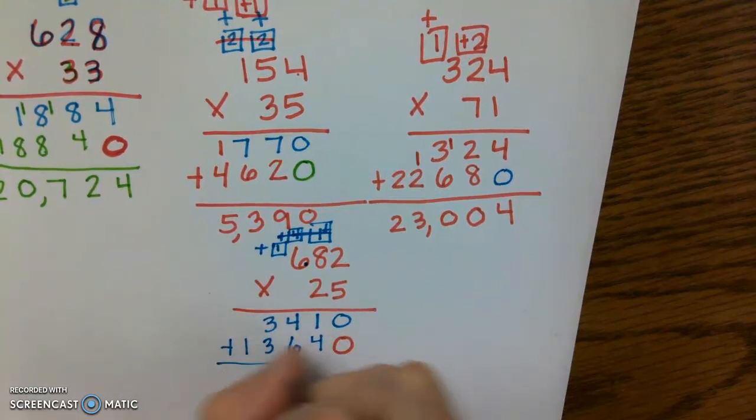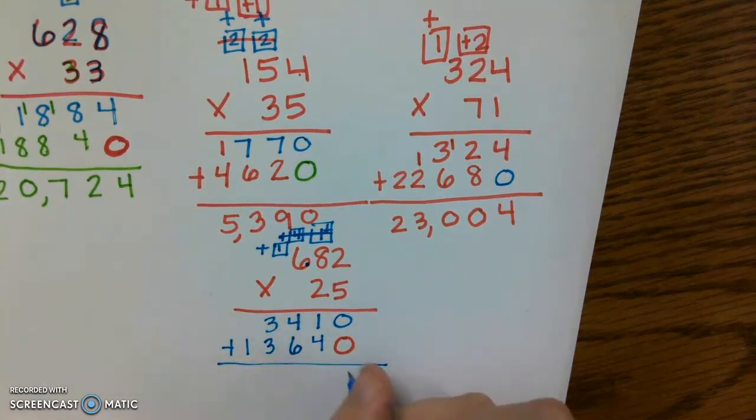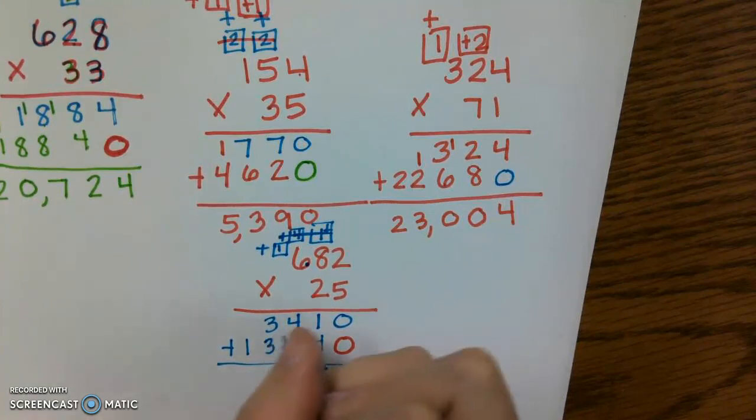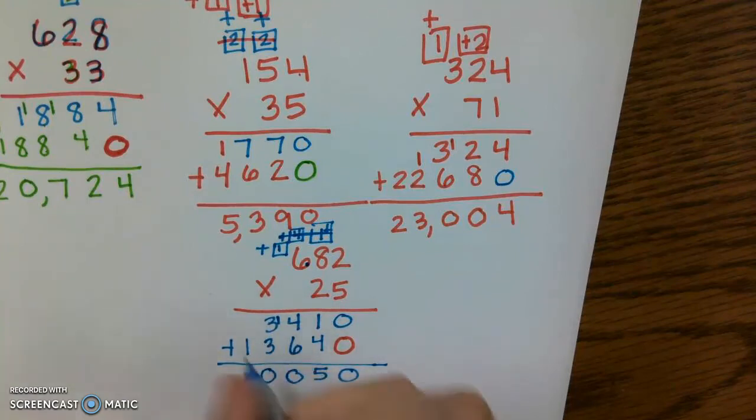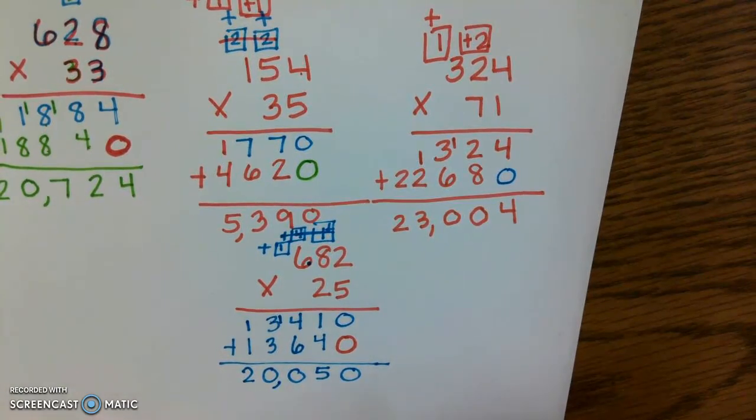Now I can add my partial products. 0 plus 0 is 0. 4 plus 1 is 5. 6 plus 4 is 10. I drop my 0. I regroup my 1. 3 and 3 is 9, plus 1 is 10. I regroup my 1. 1 plus 1 is 2. So my answer is 20,050. All right.